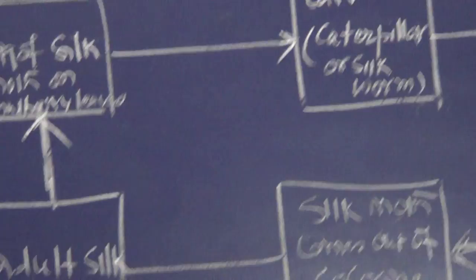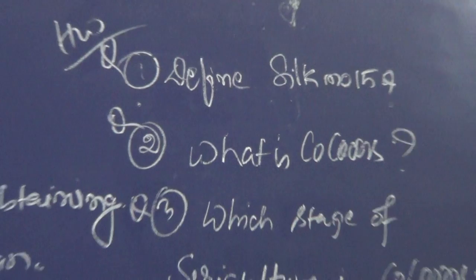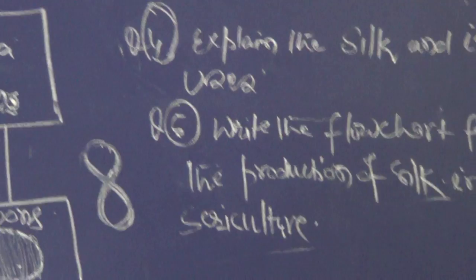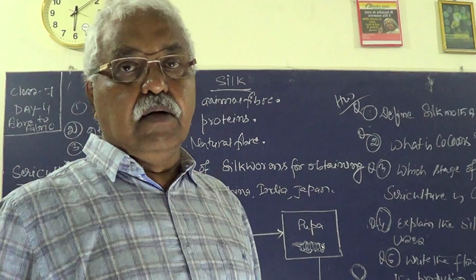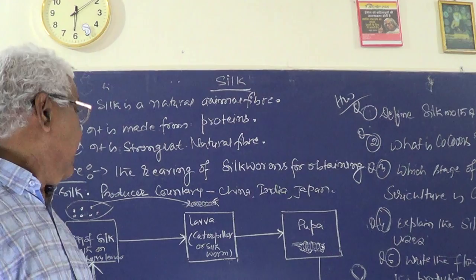Okay, children, we have written a few questions. These are your homework. You will be doing this. Now, I told you what the silkworm is. It is a silk moth used to produce silk. The adult silk moth lays the eggs on the mulberry leaves. There the eggs hatch and give you the caterpillar, that is a larva.